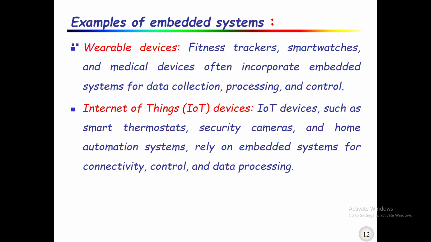Wearable devices like different fitness trackers. Nowadays, we are using different smartwatches and medical devices, which often incorporate embedded systems for data collection, processing, and control. IoT is an interesting technology, which mostly uses IoT devices like smart thermostats, security cameras, and home automation systems, which rely mostly on embedded systems for connectivity, control, and data processing.